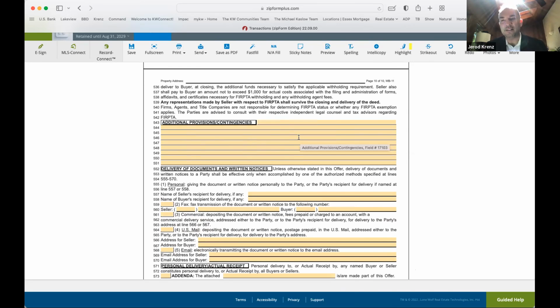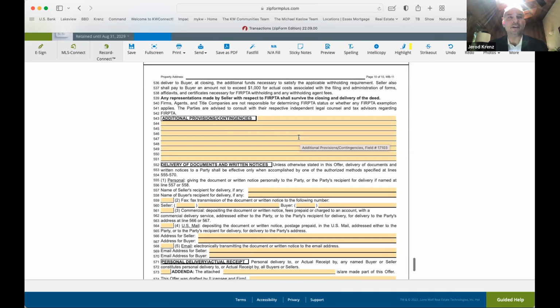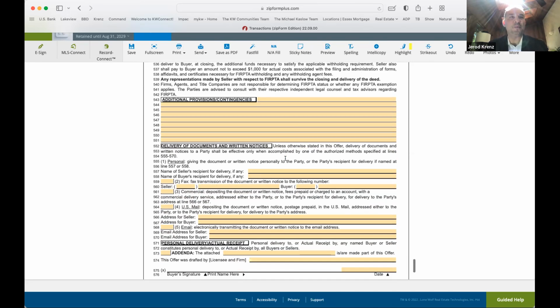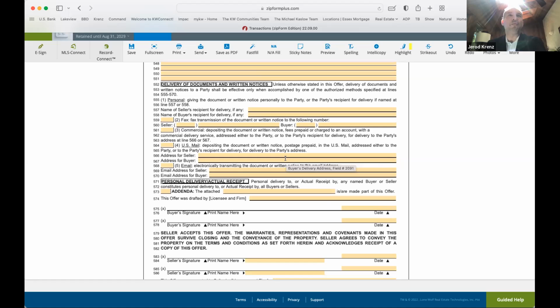This document is an excellent document. I strongly suggest after today that you just go through and read through it as well. It really answers a lot of questions that the buyer or seller would have in the transaction. But if you needed to write additional information, that's where to put it. This portion right here, I'm going to go through lines 552 to 572.